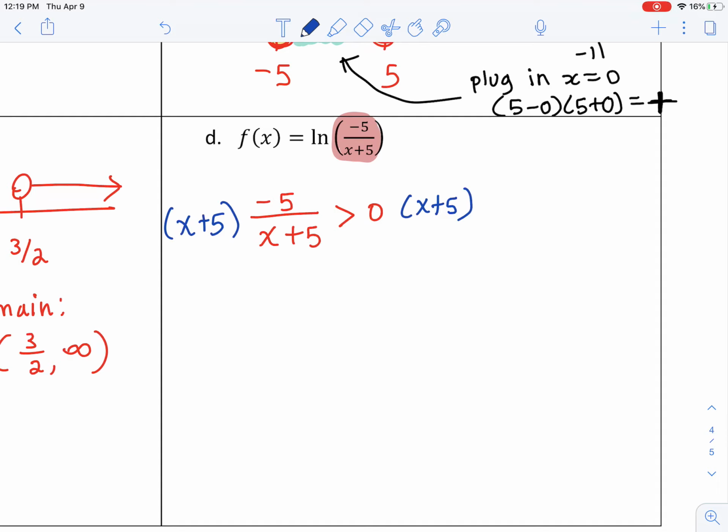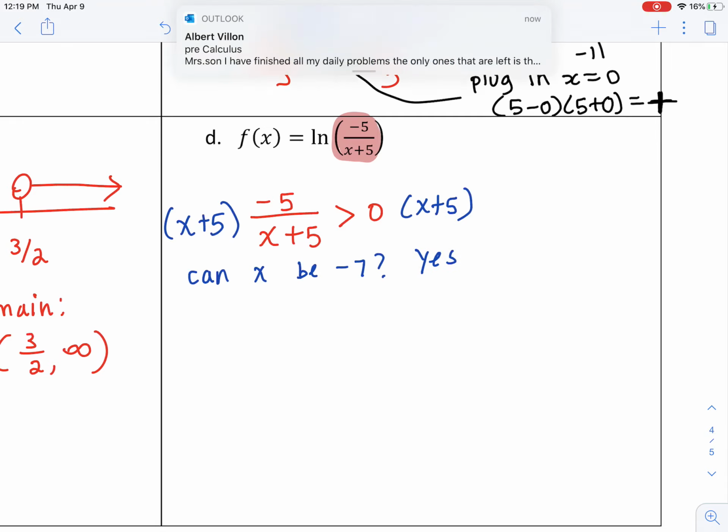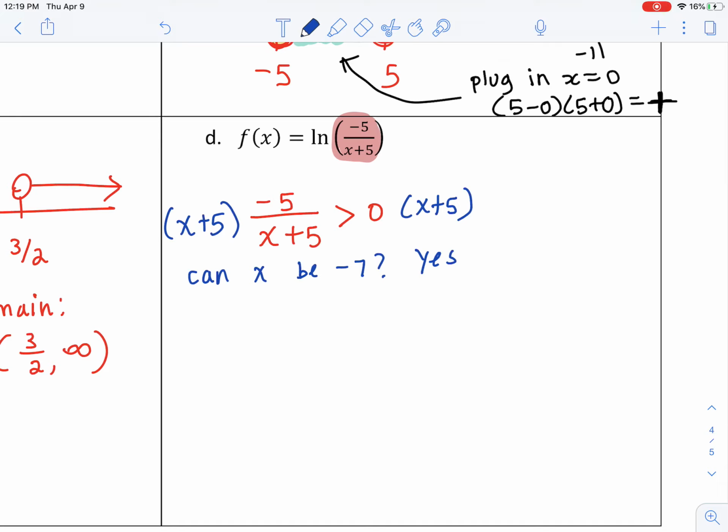Can x be positive? Can x be negative? So you're thinking, can x be negative 7? And the answer is probably yes. I mean, who knows? If x is negative 7, what happens? This quantity will be negative, then we'll be flipping the inequality. So that's not how we solve a rational inequality, right?